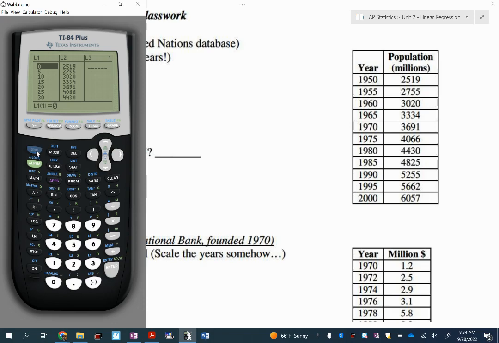Now I'm going to take a look at the scatter plot to see if it's okay to make a linear model. All right, so hit graph, zoom, and 9. It looks like it is linear, it looks strong, and it looks positive. So let's go ahead and run the linear regression. So number 8. Go down to calculate.